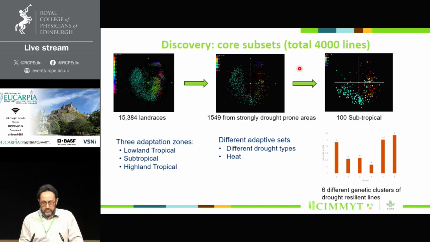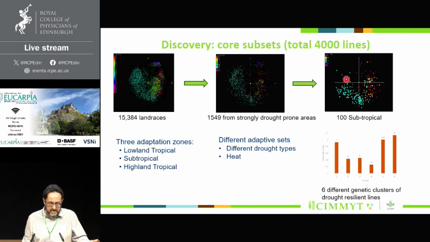And then from this, one initial approach in this project was we'll take core subsets. So we collect, we understand that here we have the overall variation. This is a three-dimensional figure. The details aren't that important, but this is all the lines that were in the CIMMYT maize gene bank, so 15,000 landraces. And we can make a subset of those that are from strongly drought-prone areas and make a core that represents the drought-prone lines that are within this, so make a core set.